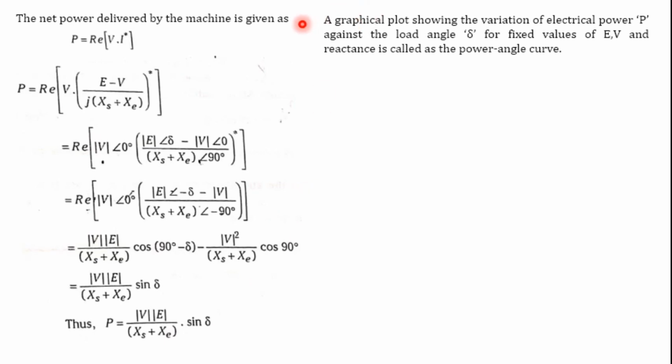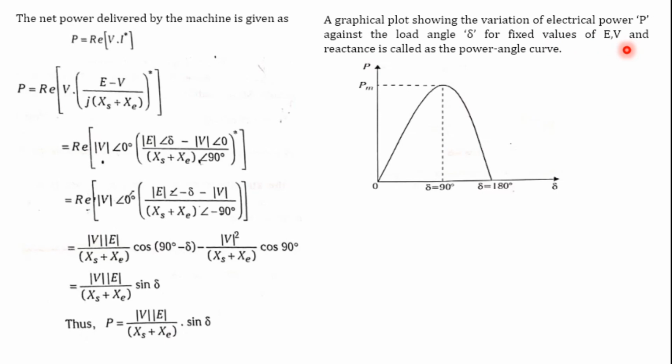So consider a graphical plot showing the variation of P against the delta value, considering E and V, with the reactance fixed. This is called the power angle curve. You can see that it starts at 0, reaches a maximum value at 90°, and comes back to 0 at 180°. So there is maximum power transfer at delta equal to 90°.